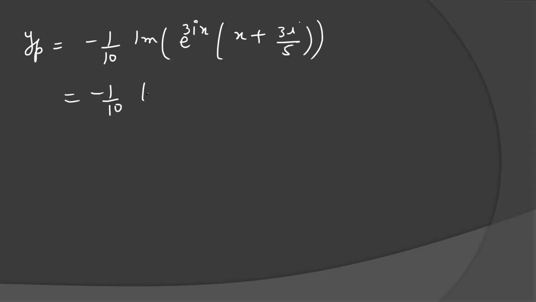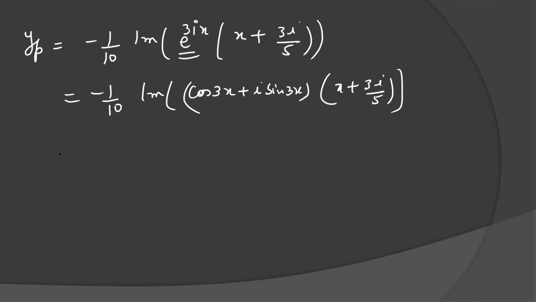Minus 1 by 10, imaginary part, now write e to the power i theta, that is cos 3x plus i sin 3x, into x plus 3i by 5. Now we have to collect the coefficient of i only. If you multiply these two terms with these two terms, you will get ultimately 4 terms, and out of 4 terms, 2 terms will be the coefficient of iota and 2 terms will be the real.